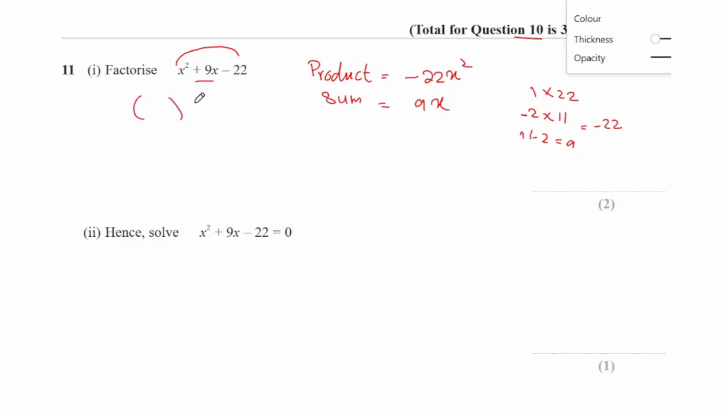So we're going to write down here (x )(x ). So we get here plus 11 and minus 2. These are our two factors, right? Plus 11 and minus 2.